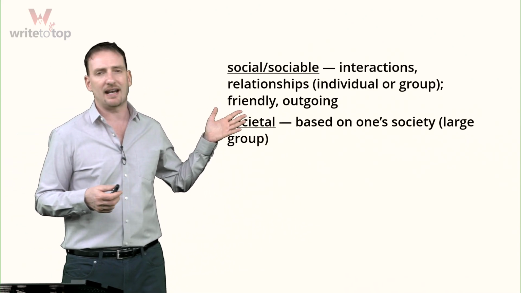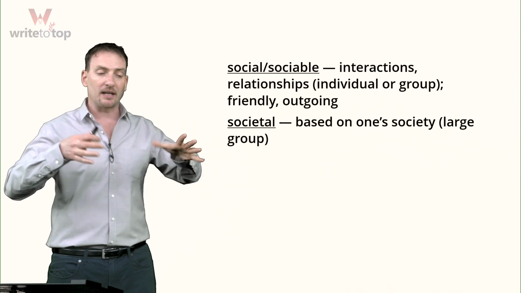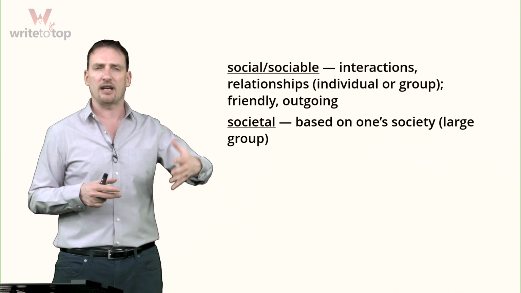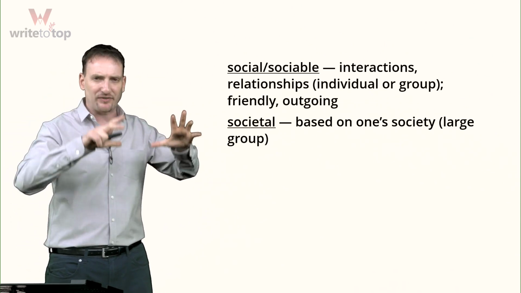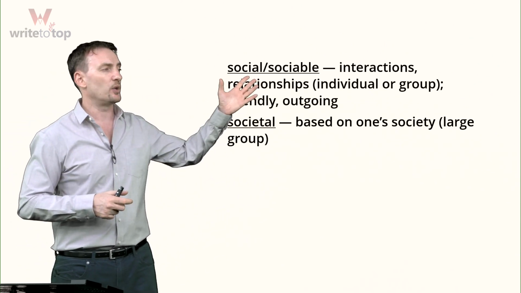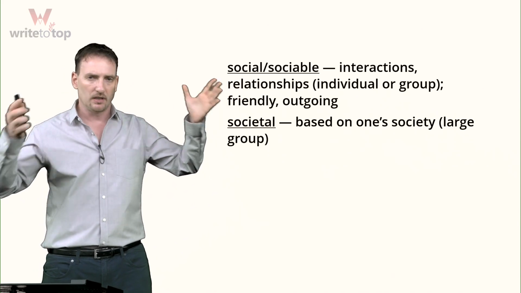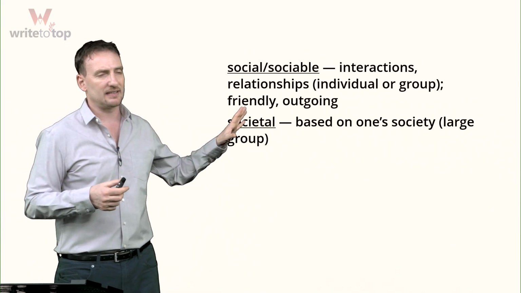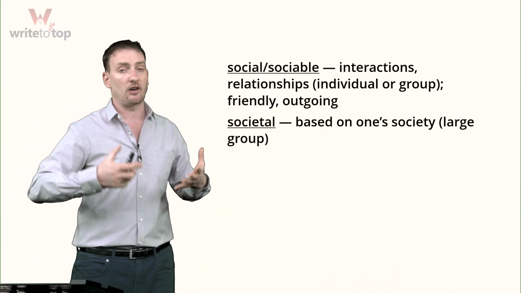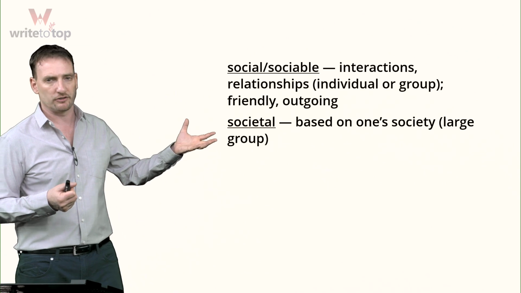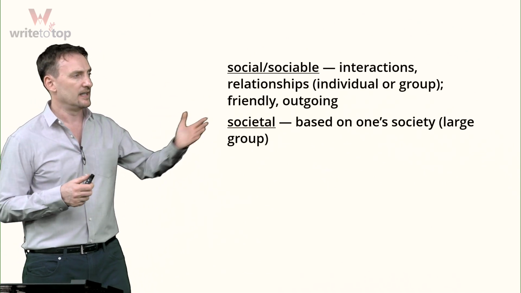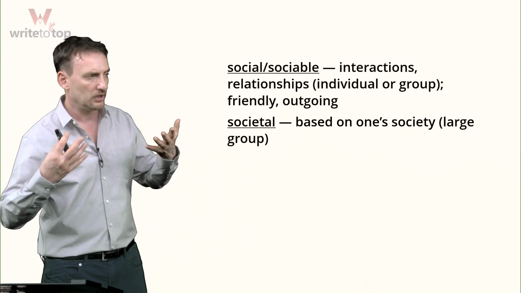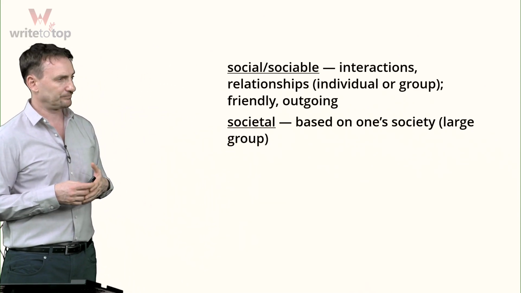When we're talking about societal, we're talking about the society that you're in. So societal demands, societal beliefs are specific to a society. Social could be anywhere. Your social behavior, you're going to have behavior anywhere in the world. Societal is based on the one society you're talking about, okay? It's a large group, and it has certain ideas. Sociable basically means friendly. If you're sociable, you're friendly, you're outgoing, extroverted, etc.